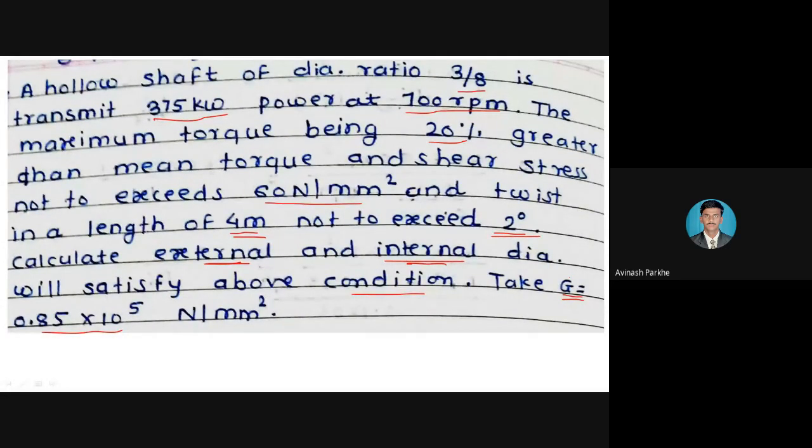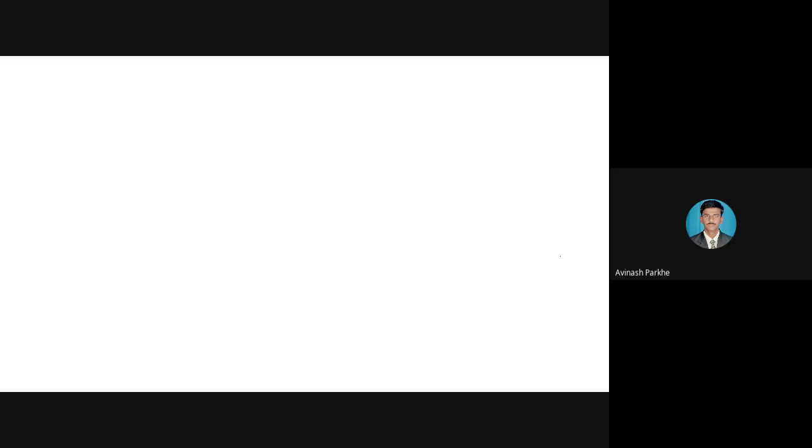Now, first of all, just focus on the given. What are the given parameters? Di upon do, please keep here, di upon do is equal to 3/8. Means di is equal to, what is the value of 3 by 8? Please tell me. What is the value of 3 by 8?